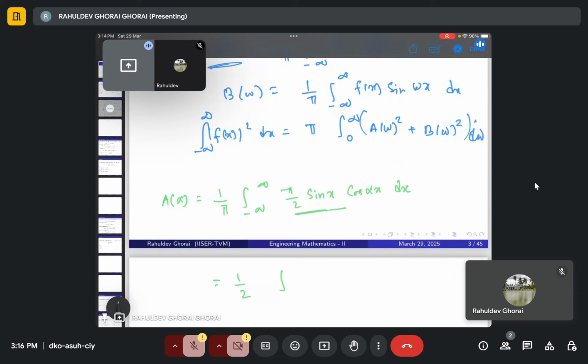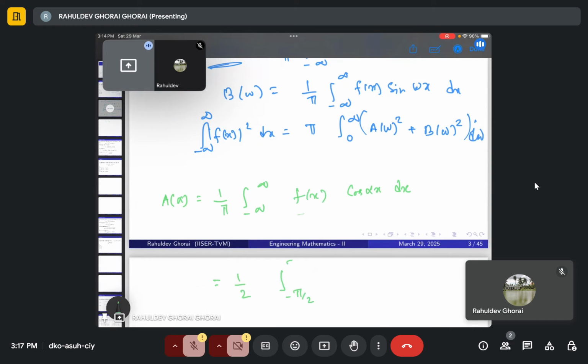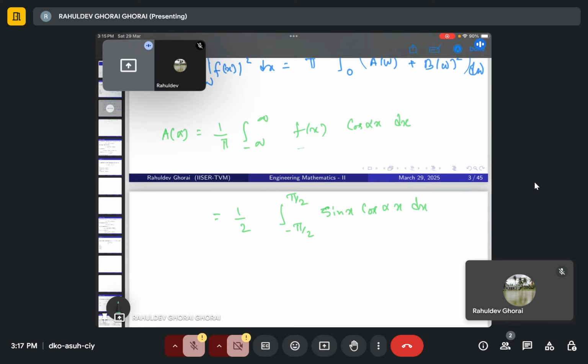So what you can write, this integration is nothing but, if I write precisely, I'll keep f(x) here, and then in the second step I write pi by 2 sine x cos alpha x dx, because f(x) will be non-zero only in the minus pi by 2 to pi by 2 region, otherwise it will be 0. So you don't need to take that into consideration.